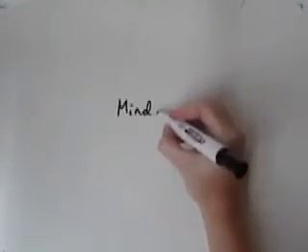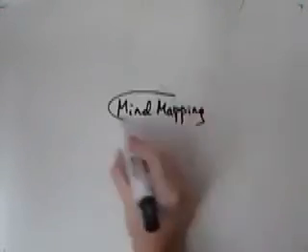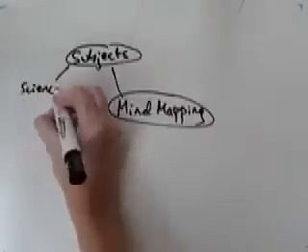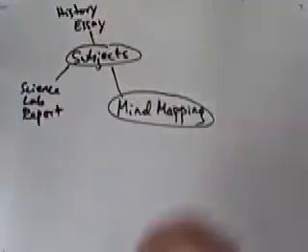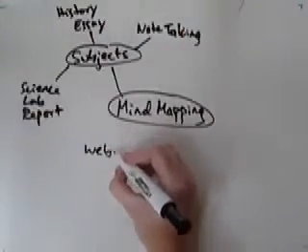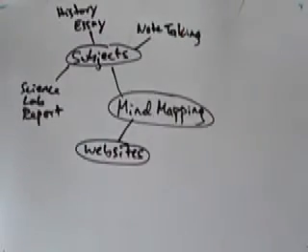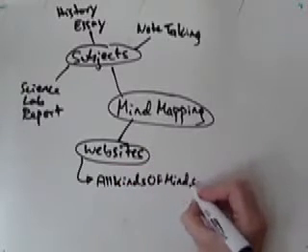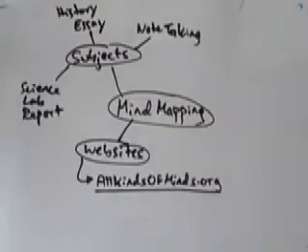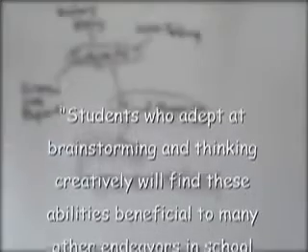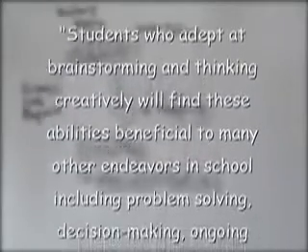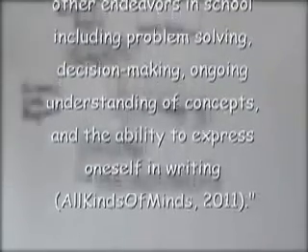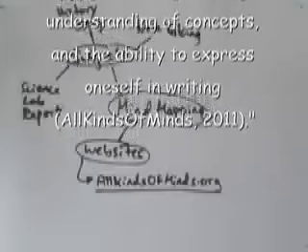Mind mapping is a useful tool to help students organize their ideas for writing. This strategy can be used for written work in many different subject areas and can help with note-taking as well. allkindsofminds.org is a website which offers educators and parents strategies to help children strengthen their skills where they may be struggling. This site underlines the importance of thinking creatively where writing is concerned, stating that students who are adept at brainstorming and thinking creatively will find these abilities beneficial to many other endeavors in school, including problem solving, decision making, ongoing understanding of concepts, and the ability to express oneself in writing.